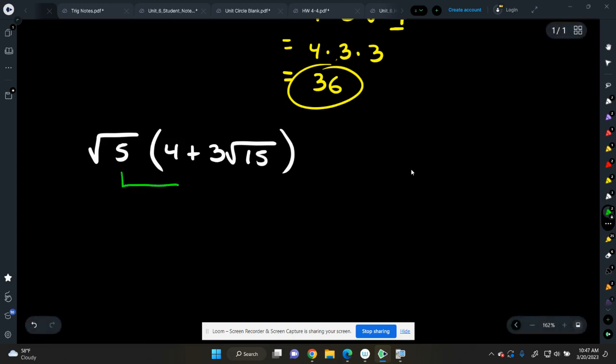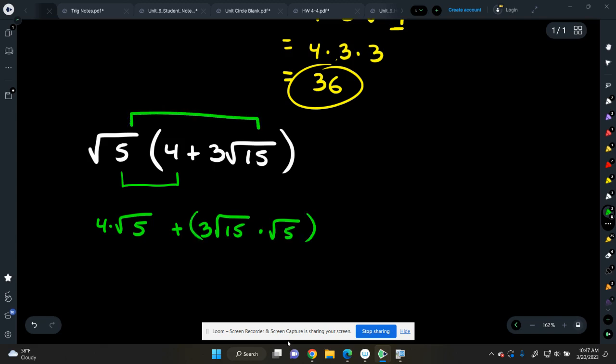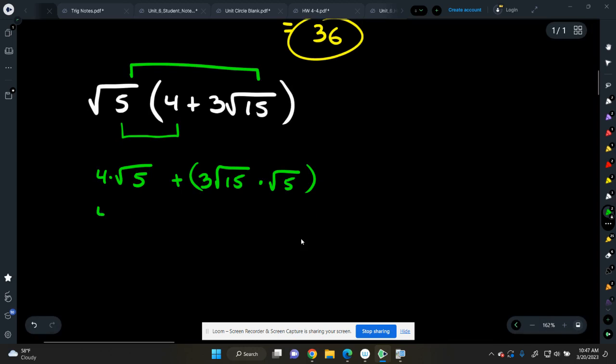So I'm going to write it out. We're going to do 4 times the square root of 5 plus 3 root 15 times the square root of 5. Okay, so we distribute it. So now we're going to go ahead and simplify. So I can't do anything here. This is just 4 root 5. But then here I have 3 root 15 times 5.